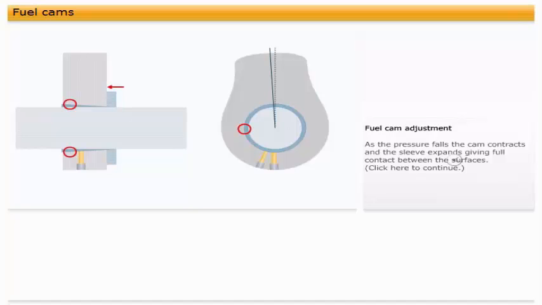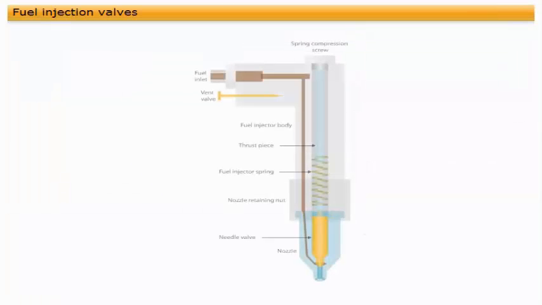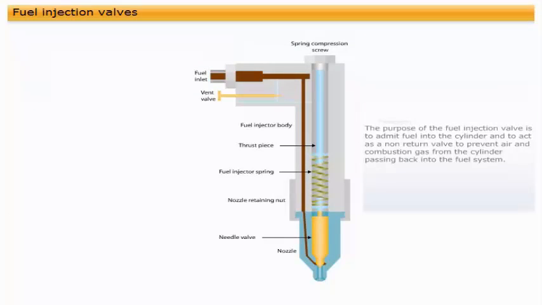The lock nut is now run up to the cam and the oil pressure released. As the pressure falls, the cam contracts and the sleeve expands, giving full contact between the surfaces. The cam is now in a new position and the fuel pump timing has been altered.